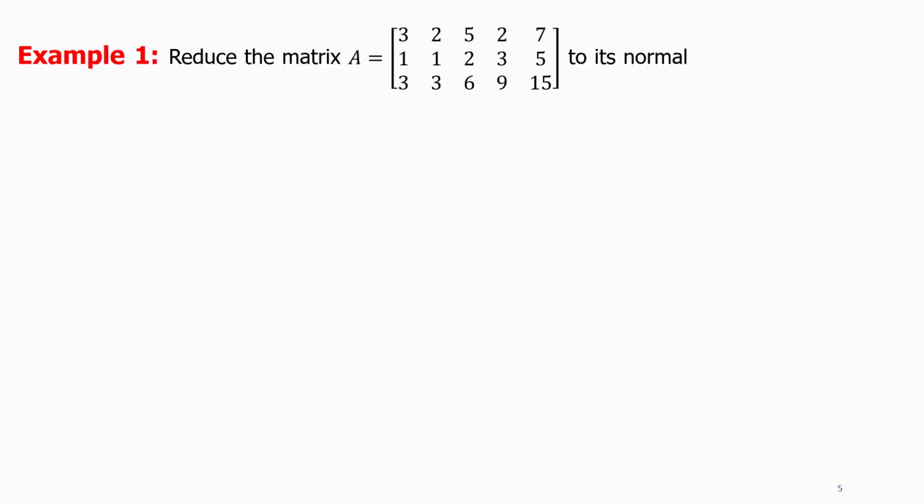Today, we discuss the normal form of a matrix. So let us take an example based on the normal form and the rank of a matrix. The question is: reduce the matrix A, which is equal to 3, 2, 5, 2, 7, 1, 1, 2, 3, 5, 3, 3, 6, 9, 15, to its normal form and hence find its rank.